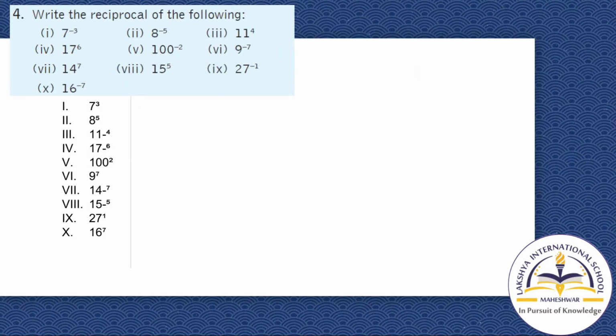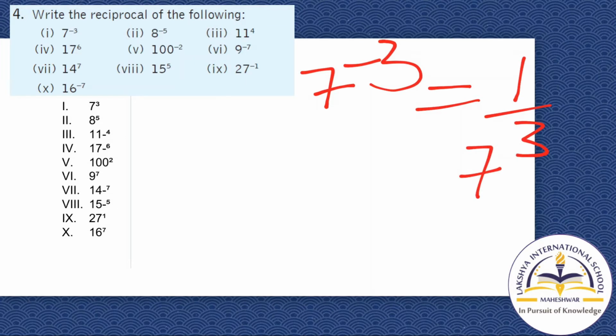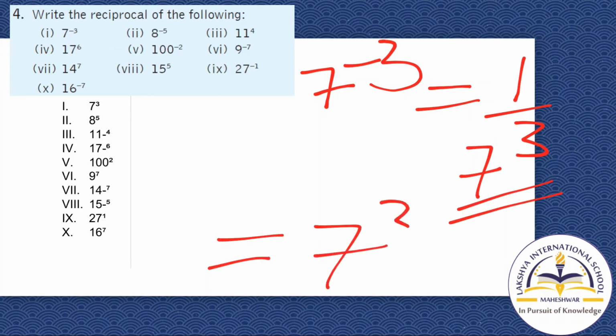Now question number 4, write the reciprocal of the following. First question is 7 to the power minus 3. Okay, so how can we write it with a positive exponent? 7 to the power 3. So the reciprocal of this number is 7 to the power 3. This will be the answer.